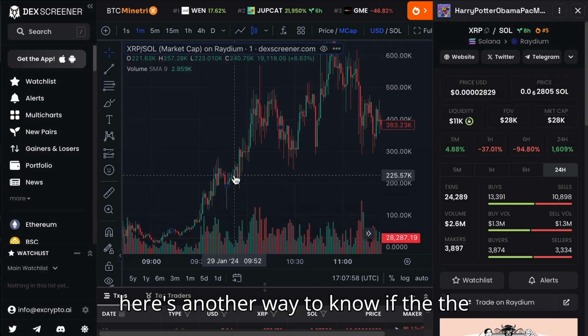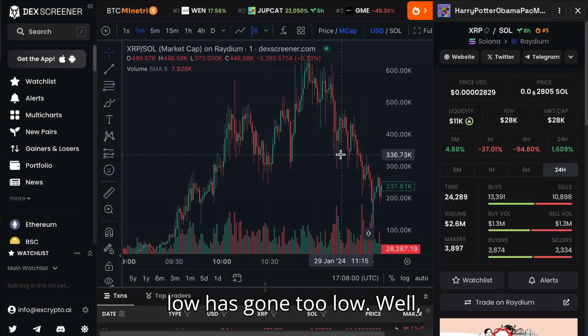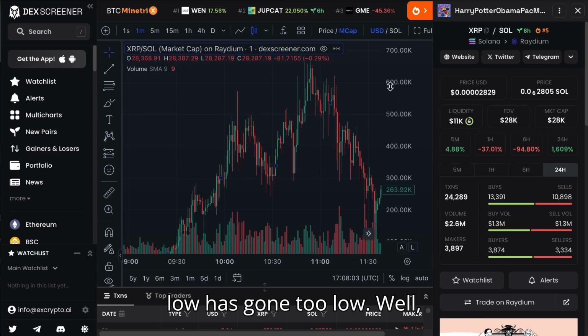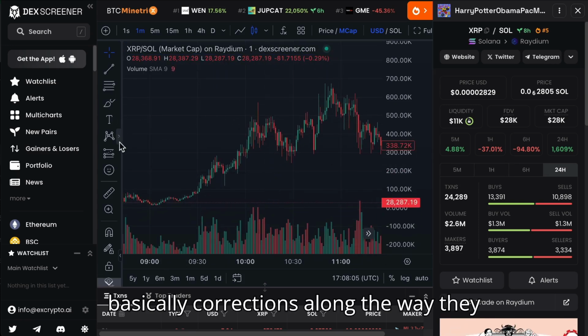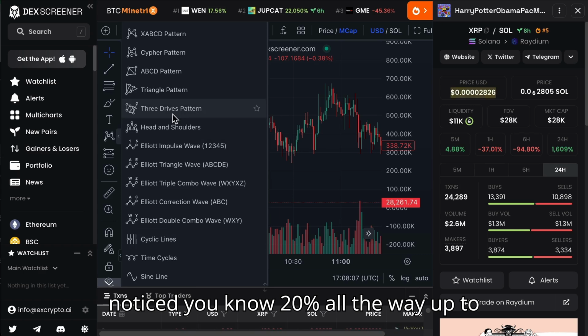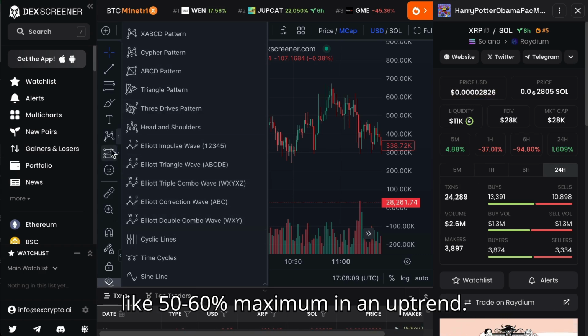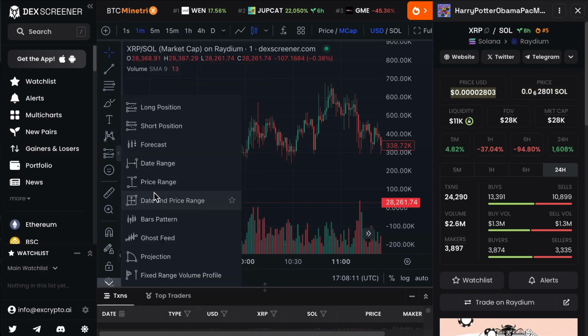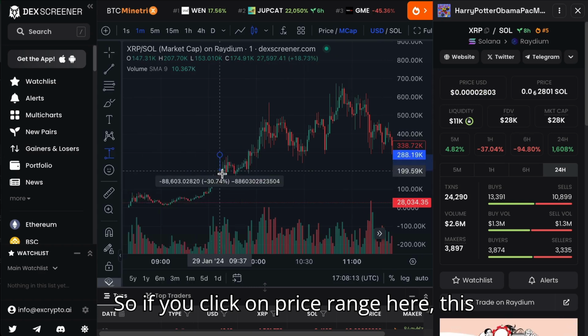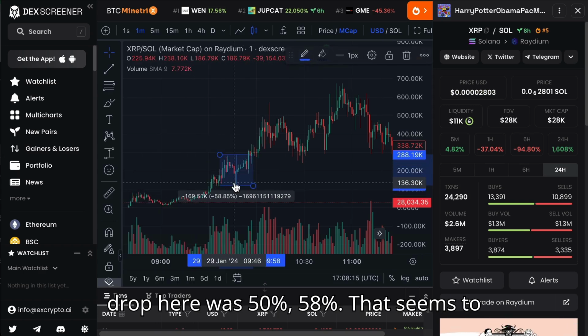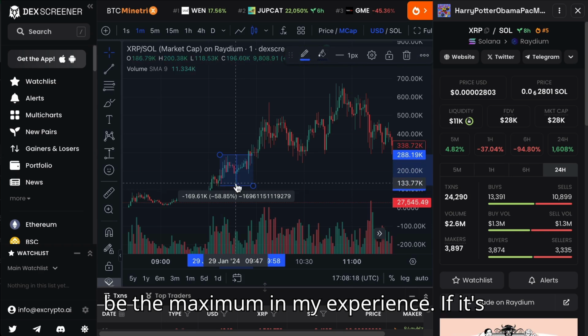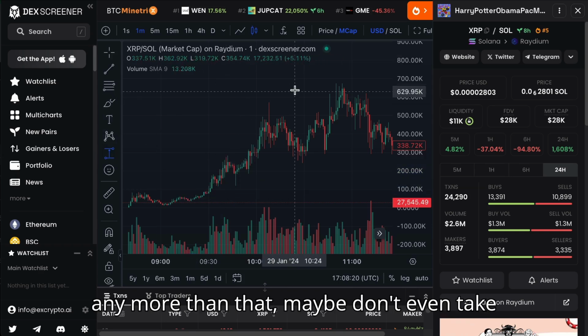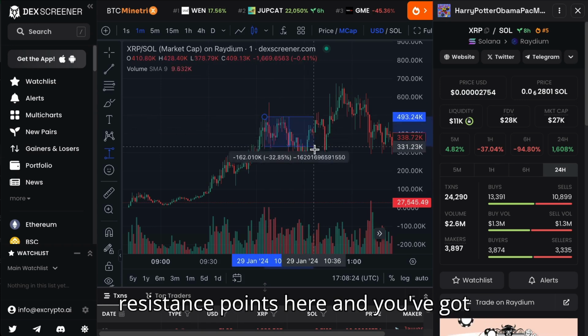Now, can they recover from this? Well, here's another way to know if the low has gone too low. Basically, corrections along the way for meme coins, I've noticed, should be anywhere from 20% all the way up to 50, 60% maximum in an uptrend. So if you click on price range here, this drop here was 50%, 58%. That seems to be the maximum in my experience. If it's any more than that, maybe don't even take it from the wick. Take it from these resistance points here.